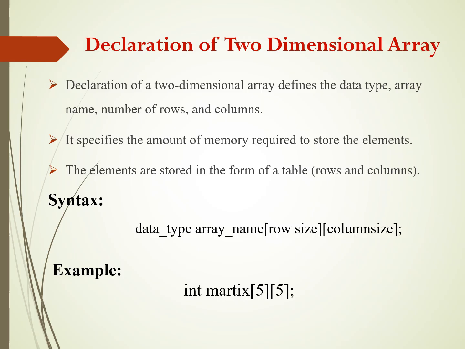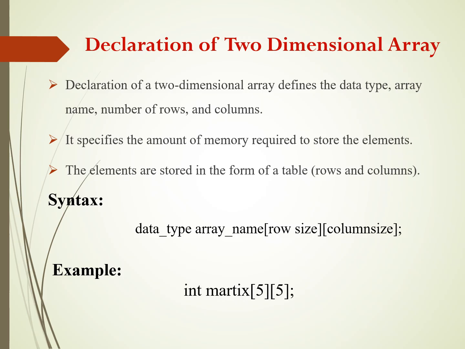The elements of a two-dimensional array are arranged in rows and columns. Since the array has two dimensions, we need to specify both the row size and the column size while declaring it. Look at the screen. In the syntax of the two-dimensional array, we write the data type, array name, and in the first square bracket we mention the row size, and in the second square bracket we mention the column size. Here data type is the type of data we want to store in that array. Array name is the name of the array. Row size indicates the number of rows, and column size indicates the number of columns.